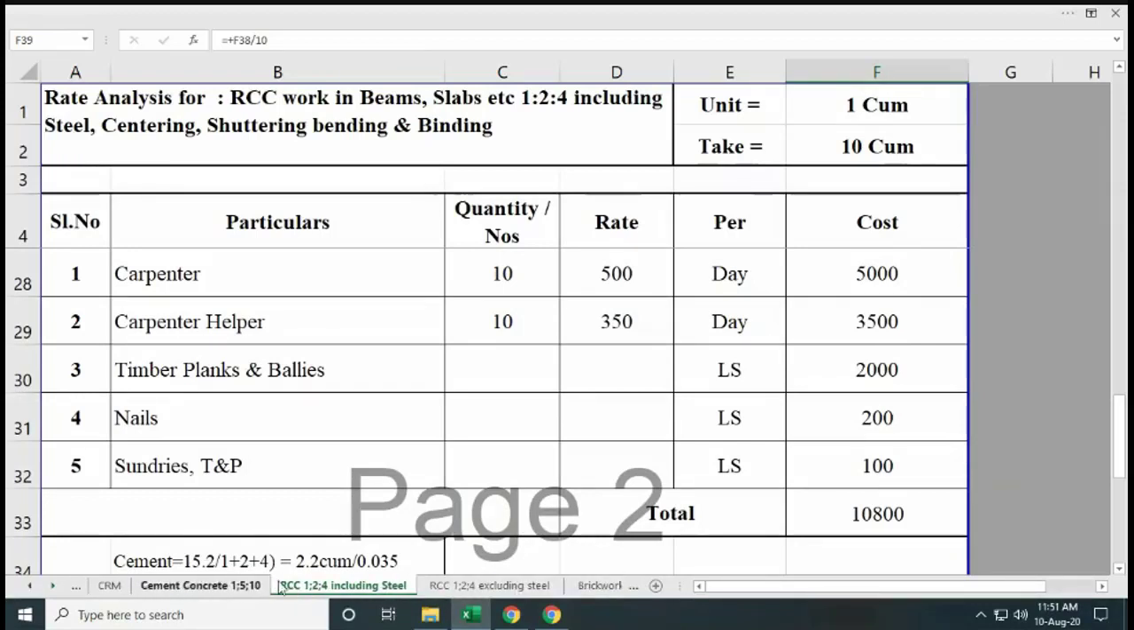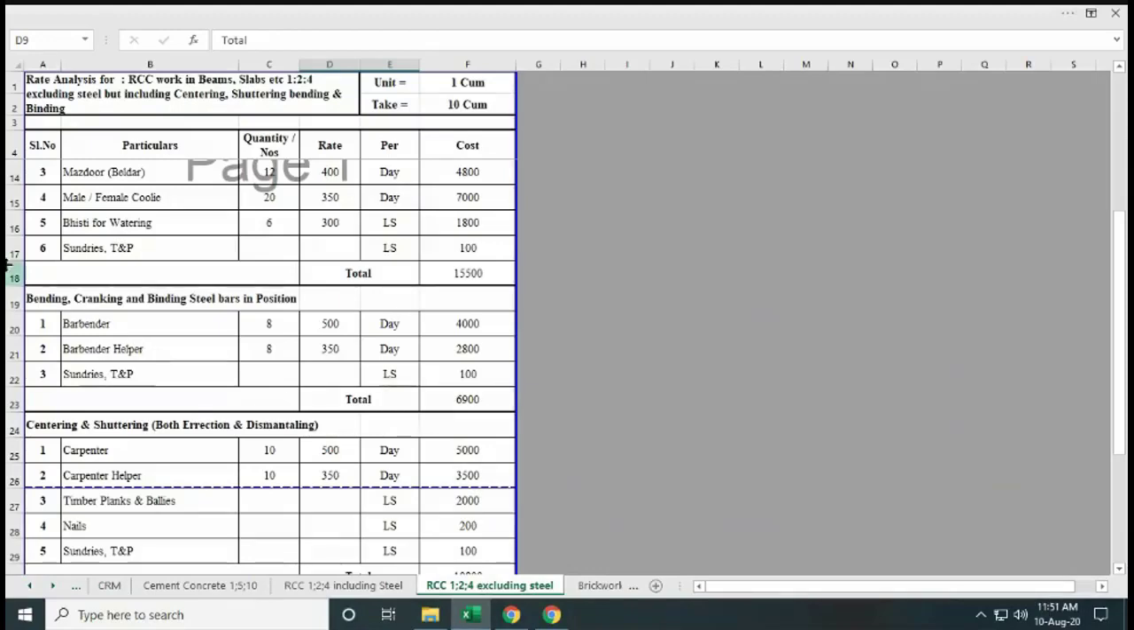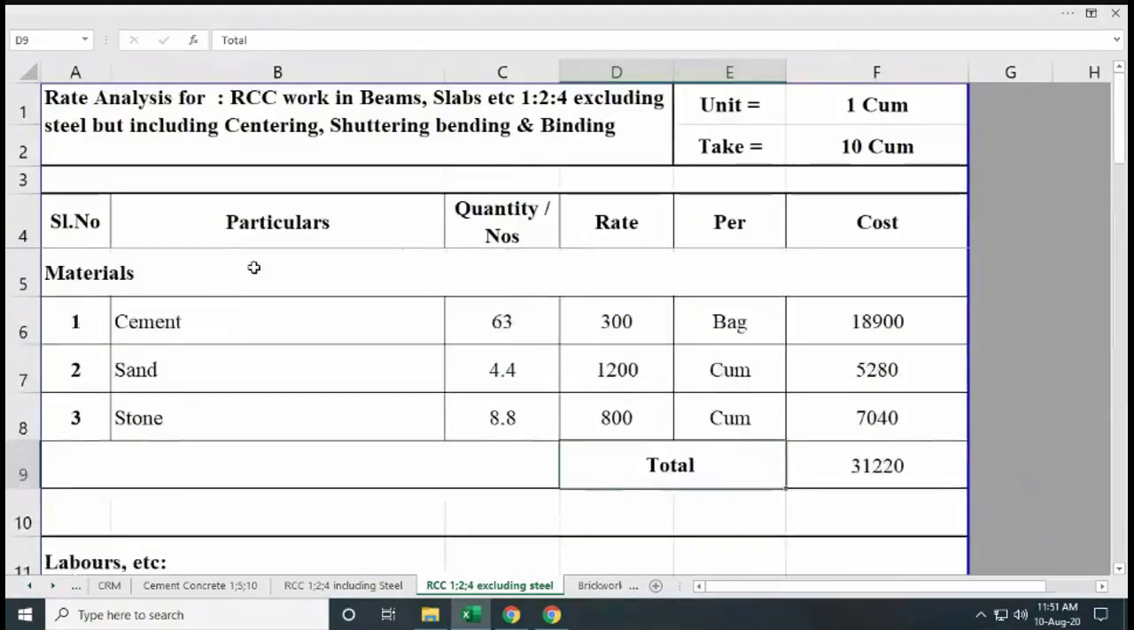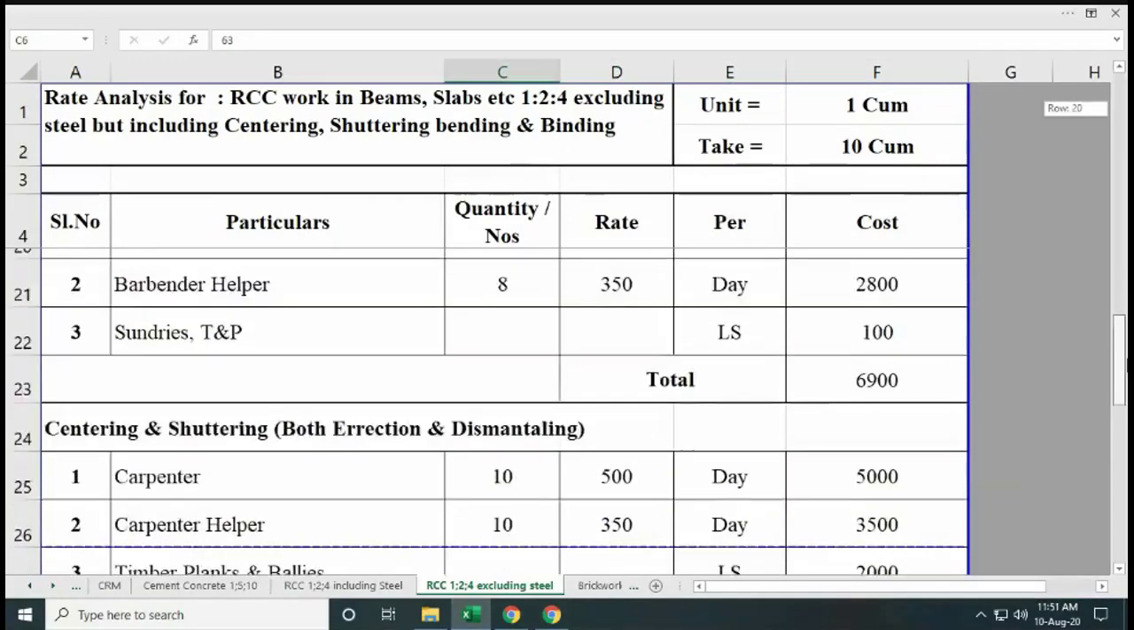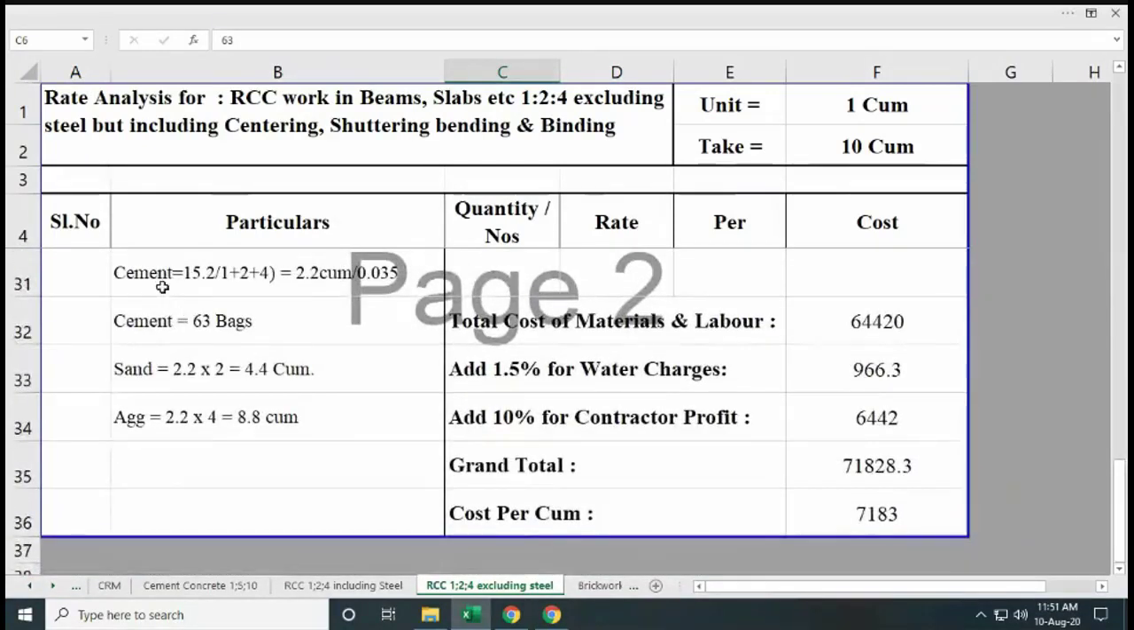Then next is RCC work excluding steel. Excluding steel means everything will remain the same. Only here you can see RCC works in beams, slabs, etc., excluding steel, but including centering, shuttering, bending, and binding. Right? That means only steel we are going to remove. Other things like centering, shuttering, bending, binding, everything we are going to include. Again, everything will remain the same. This material calculation part will remain the same.